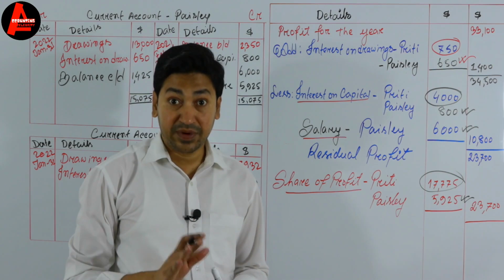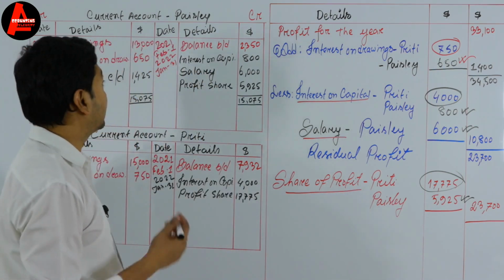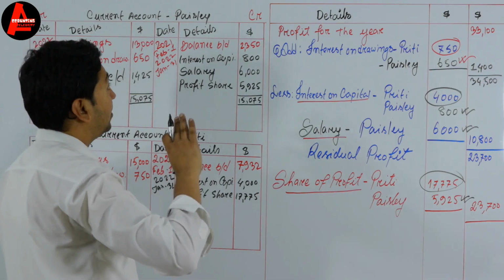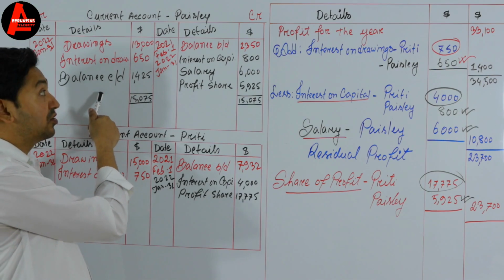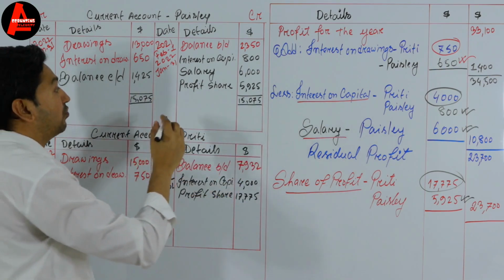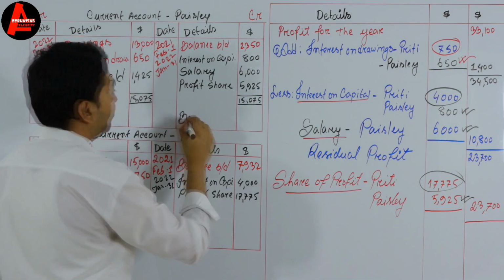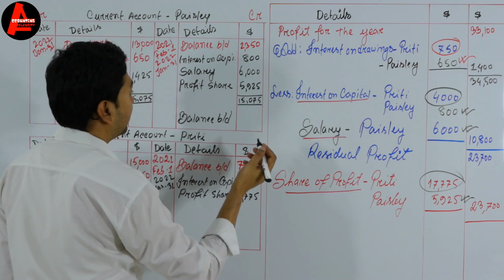So now what to do? We need to bring down the balance, it is a requirement of the question. How to bring down the balance? Balance BD will come on the opposite side of balance CD. Balance CD we wrote on the debit side, so now we bring down the balance on the credit side. We write here balance BD. BD stands for brought down, whatever you call it.